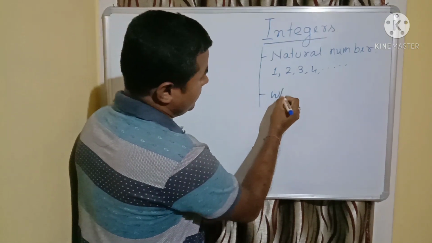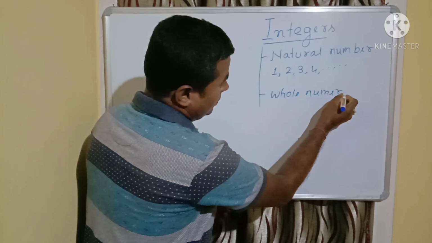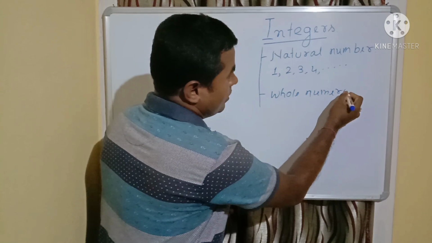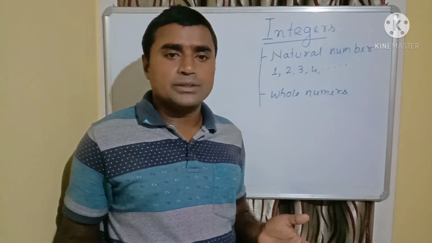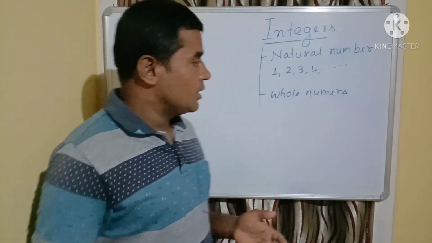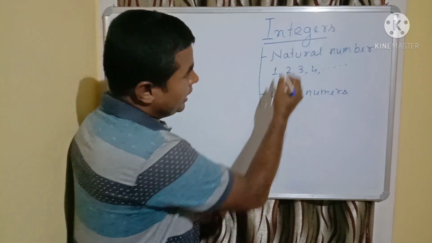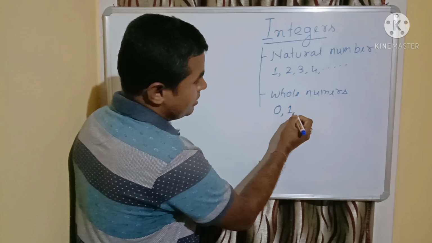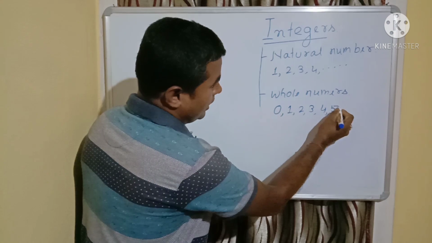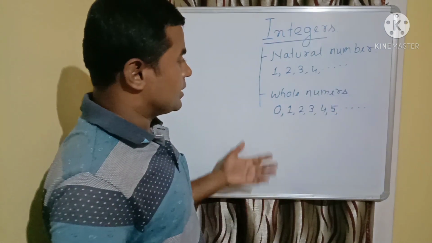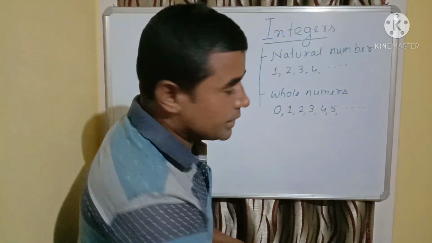Next are whole numbers. 0 and all natural numbers are collectively known as whole numbers. So in whole numbers you take 0 and all the natural numbers, that is 1, 2, 3, 4, 5, etc. Now let's go to integers.